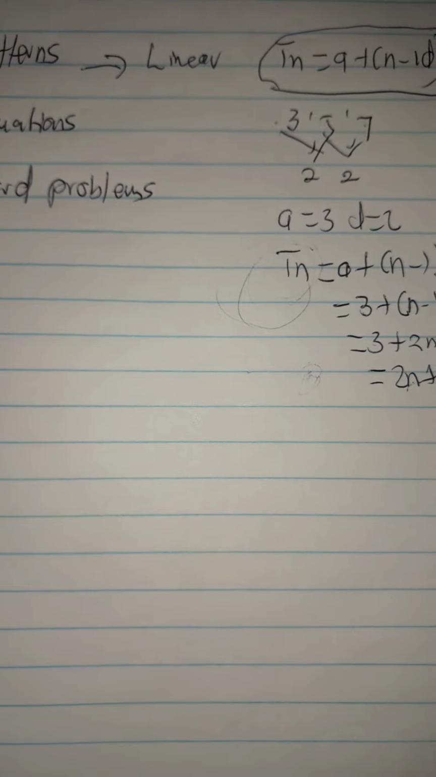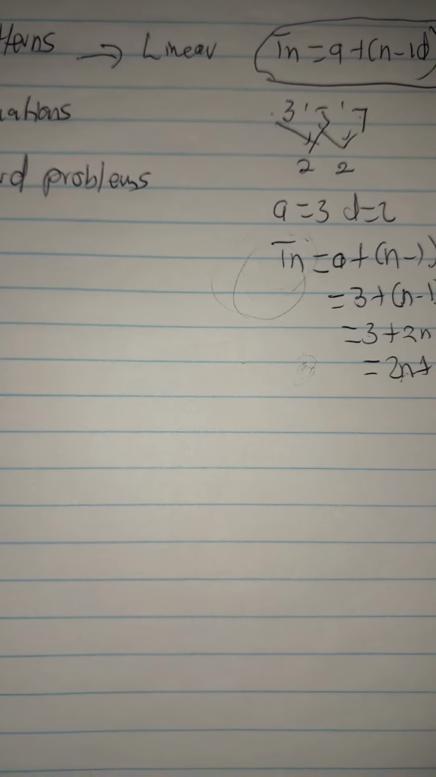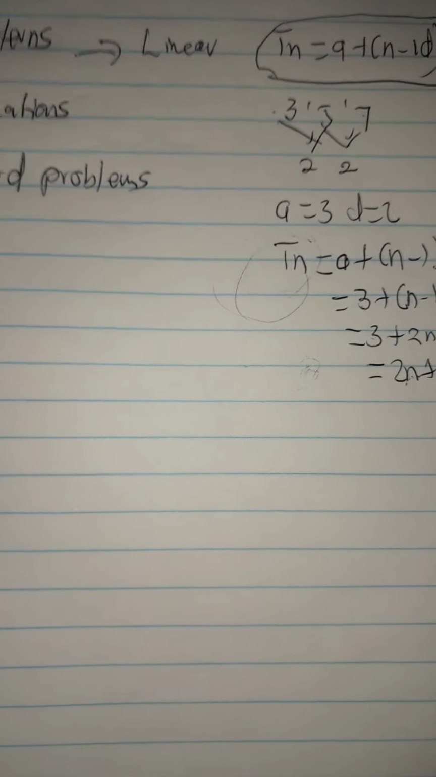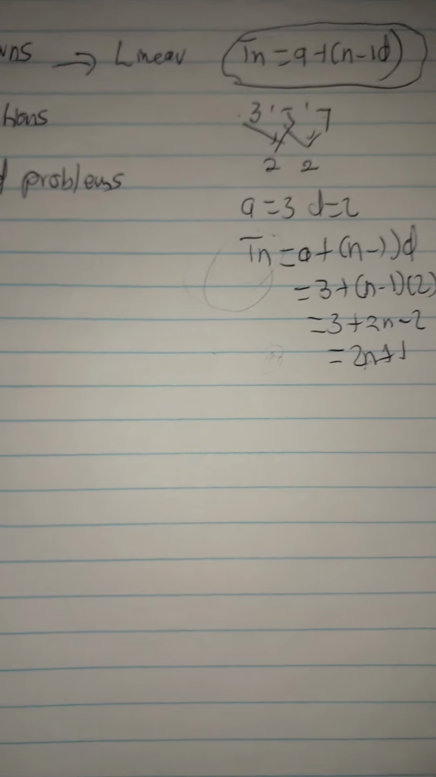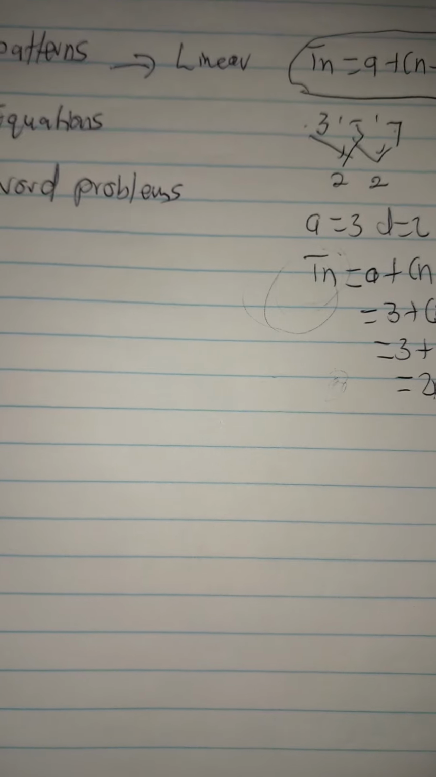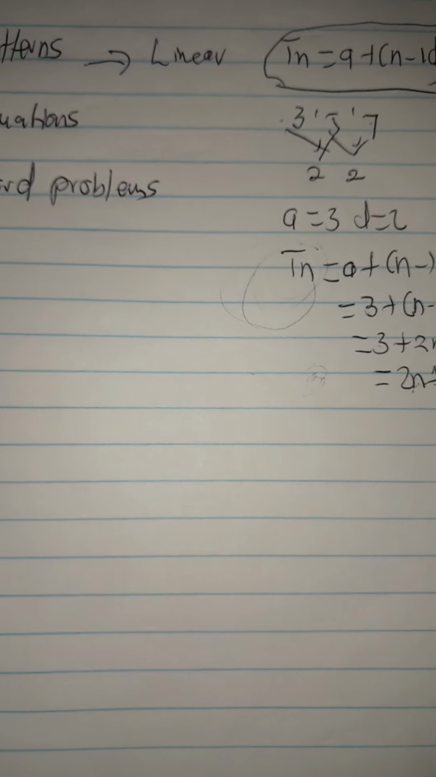Another thing, check whether that pattern is linear, or is it quadratic, or is it geometric. It's very important to check. So mostly in MIE, they always give you a linear pattern, right? Then equations.